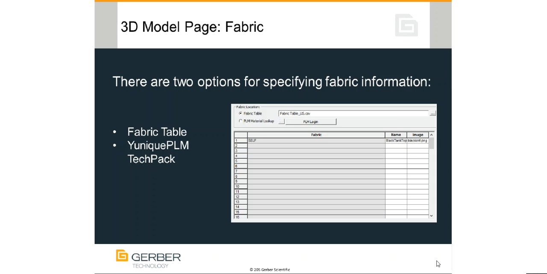The fabric table will contain details about the fabric, such as the name, image name, location, and dimensions. Click the button at the bottom of your screen to see a demonstration.